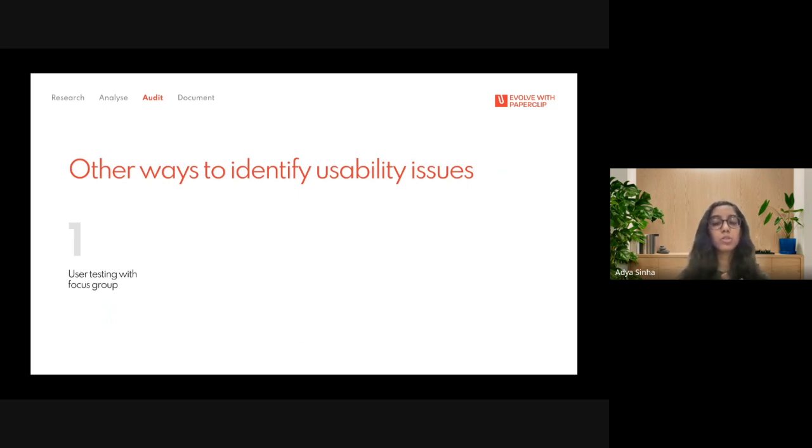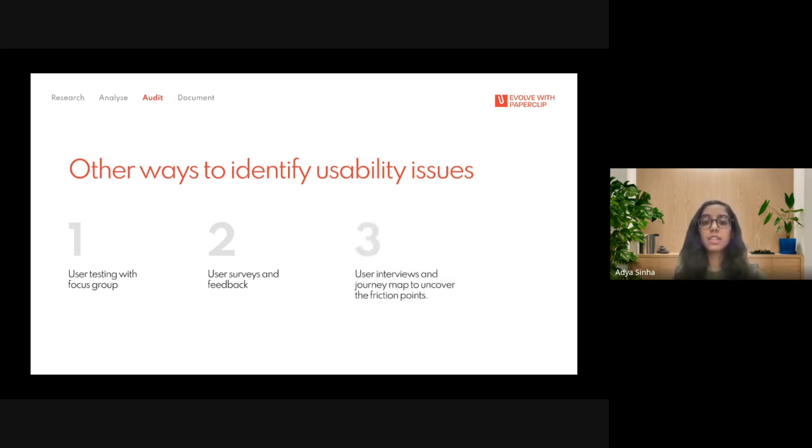For example, user testing with a focus group. So basically here you can create a focus group, and you can give them some of the tasks which are in your scope of audit, and you can observe them while they are doing all of those tasks. And another way could be user surveys and feedbacks, where you conduct a quantitative or qualitative survey to help understand users' friction points, or basically for some quick fixes and to get going.